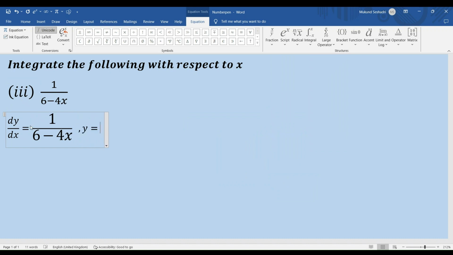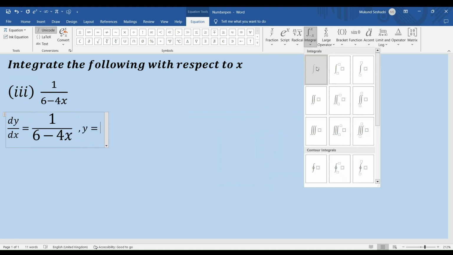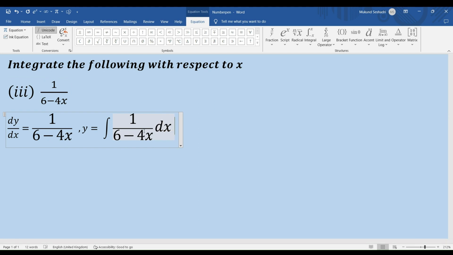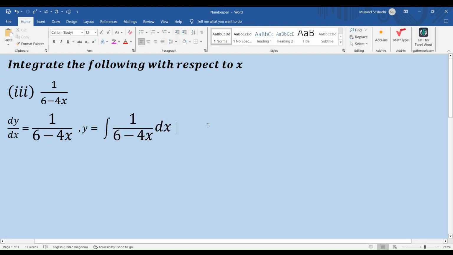And how do I represent my y? I represent my y using the integral symbol, and I've been asked to find integral of 1 by 6 minus 4x times dx, right? And we will have to reduce y to an expression which is much simpler than what we are seeing right now on our screen. So we will do that by the method of substitution.